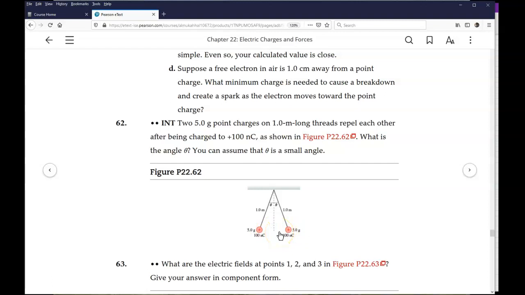Make sense? Okay. So it says two 5-gram point charges, 1 meter long threads, repel each other after being charged to 100 nanocoulomb. Got it? Question: what's the angle theta? You can assume that theta is a small angle. That's the question.